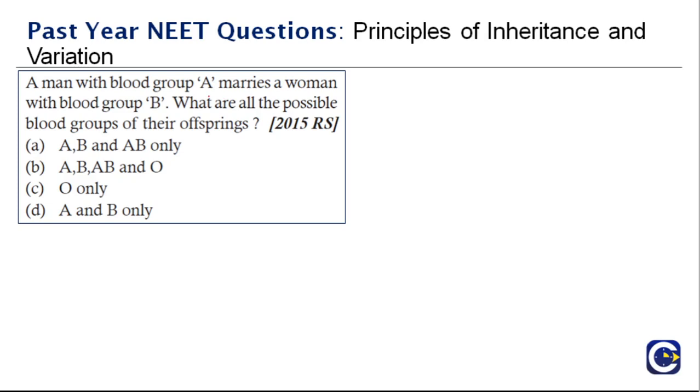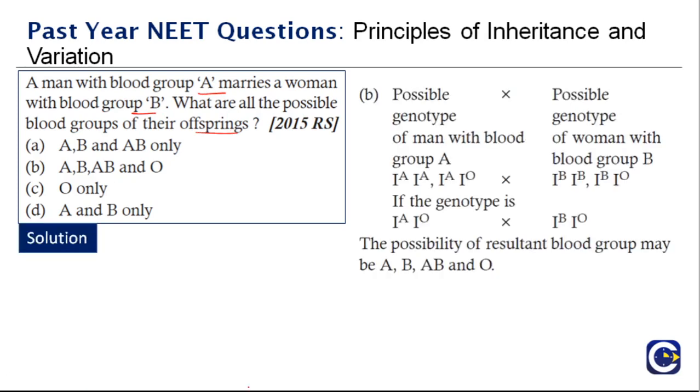A man with blood group A marries a woman with blood group B. What are all the possible blood groups of their offspring? This is again this type of question. The possible genotype of a man with blood group A can be either homozygous or heterozygous. And the woman with blood group B can be this. When you cross these two, the possibilities are A, B, AB and O.